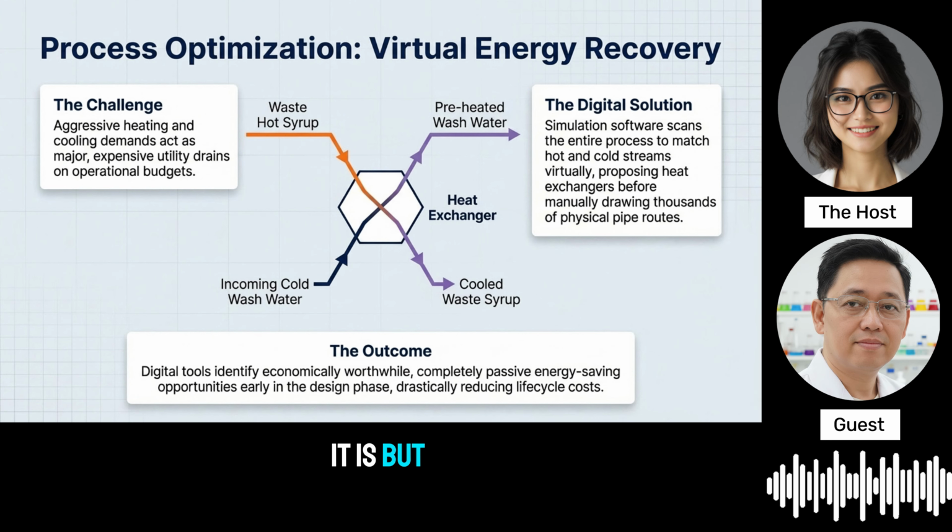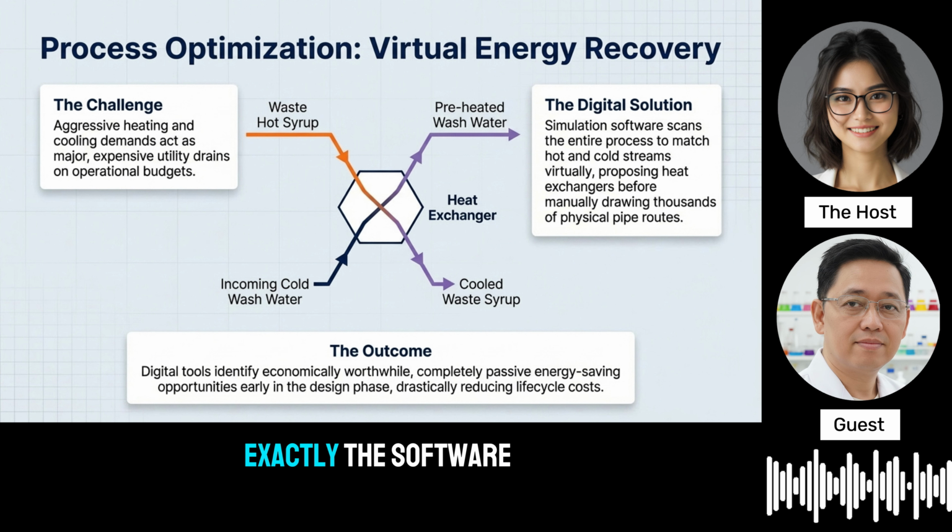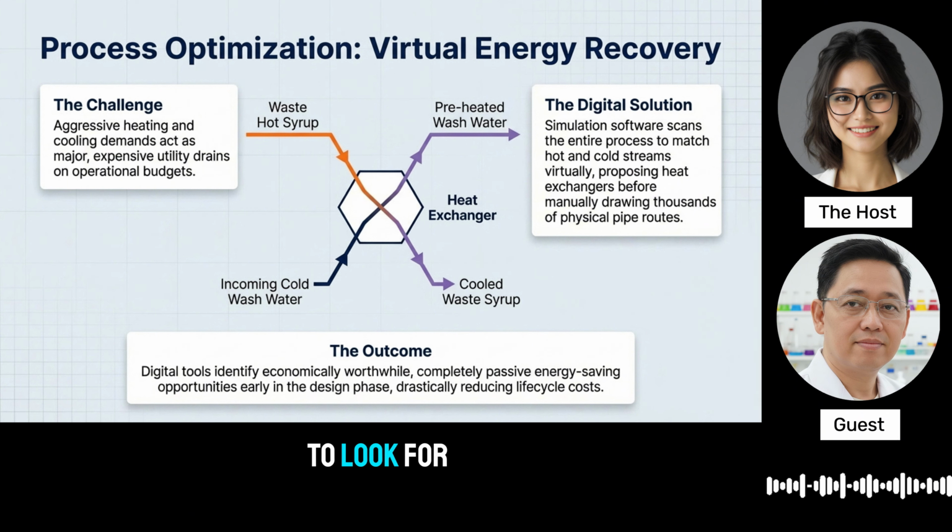It is. But inside the digital twin, you have a virtual energy recovery tool. Engineers do not even have to manually figure out the physical routing of the pipes in the early design phase. They just let the software handle it. Exactly. The software looks at the thermodynamics of the entire factory at once. You just tell it to look for logical matches.